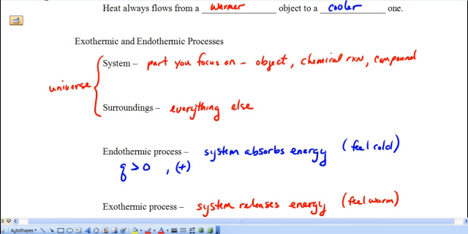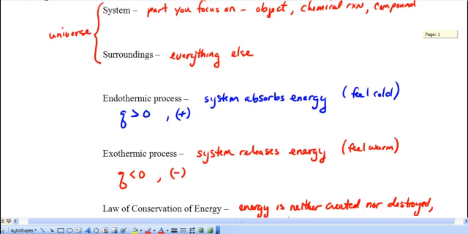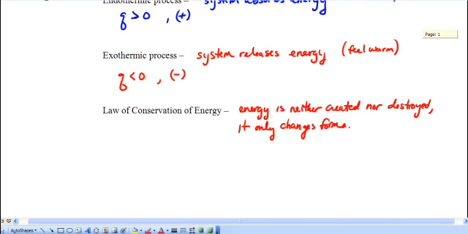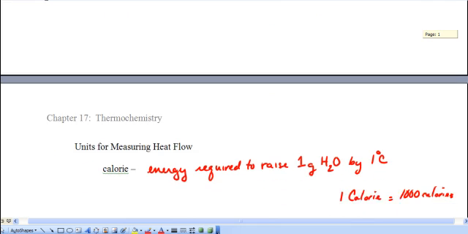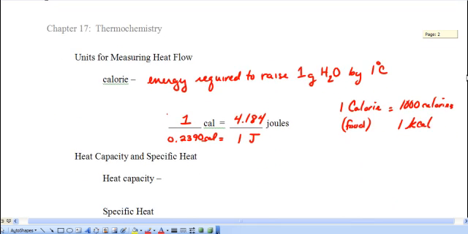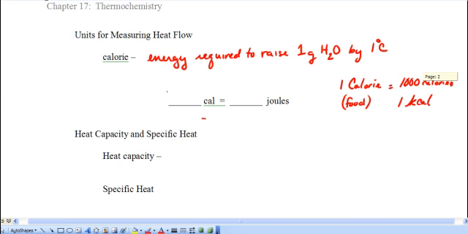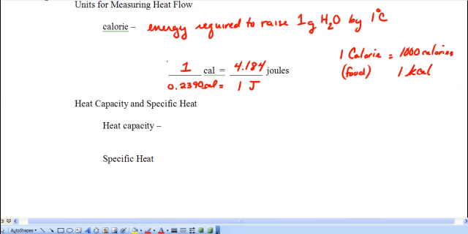When the system absorbs heat, it's called an endothermic process. When it releases heat, it's called an exothermic process. And of course, energy is conserved in any process. We wrapped up the last podcast talking about the different units that we'll be using to measure heat and heat flow. Now what we want to talk about is how different objects will absorb various amounts of heat and change in temperature by varying amounts.